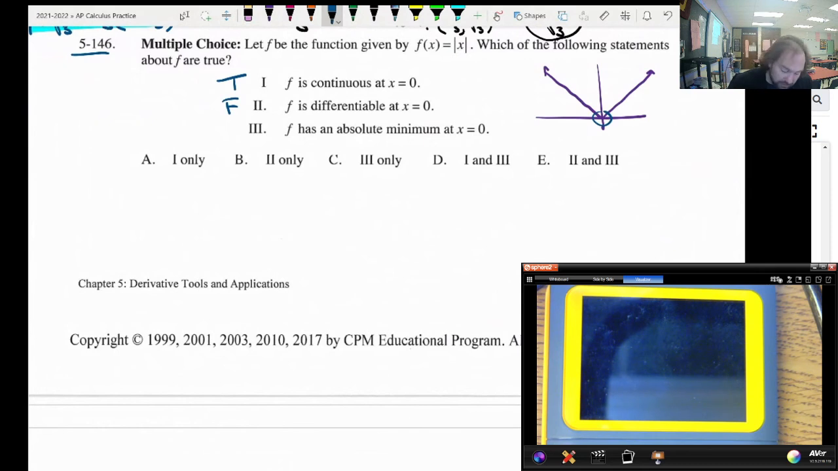Absolute minimum at x equals 0? Also true. So, 1 and 3. Love us some multiple choice questions. We're going to be seeing these more and more as we move into chapter 6 and beyond.